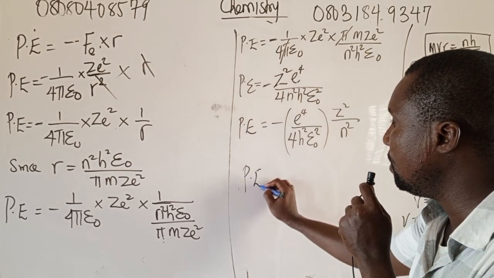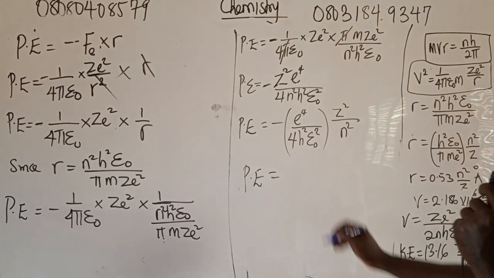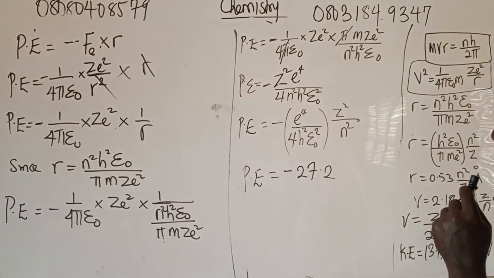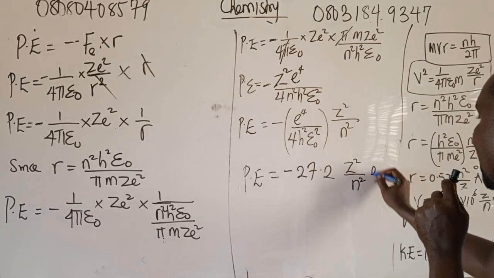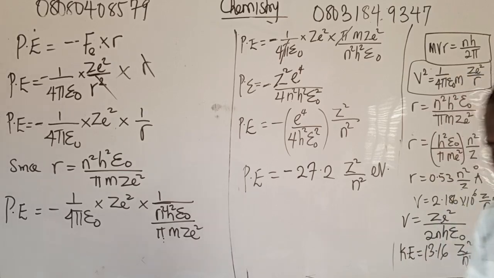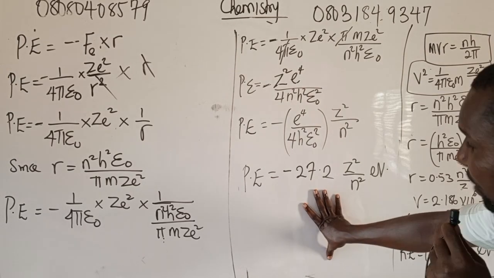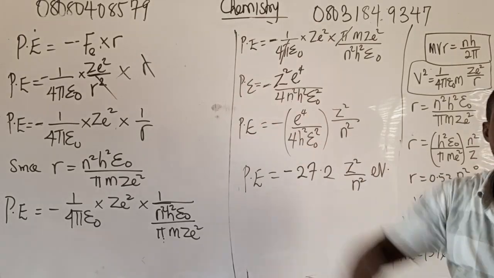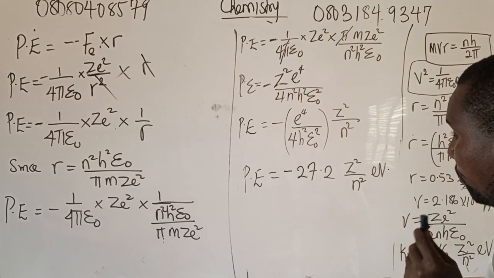PE equals, put in all the constants, we have minus 27.2 Z squared over n squared electron volt. Take note of that. That is the formula for potential energy, the potential energy that is caused by the electrostatic force between the electron and the nucleus in an atom. Take note of this formula for potential energy.